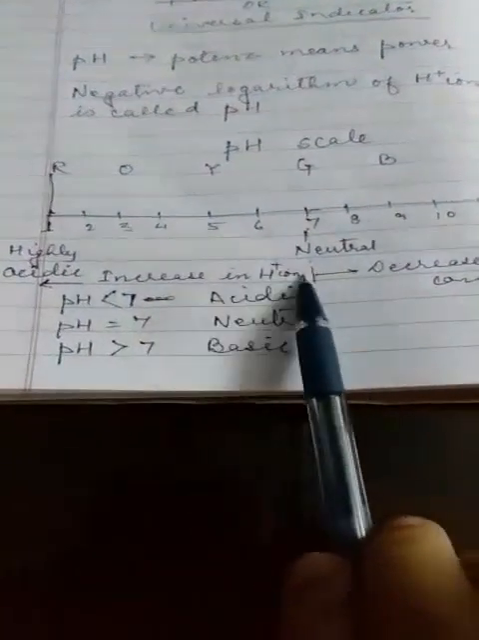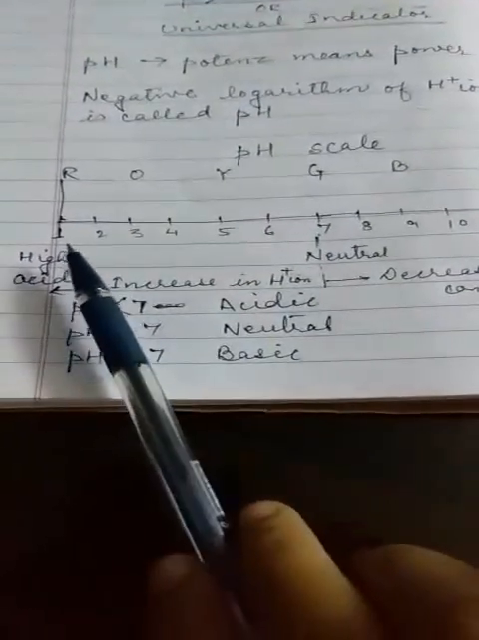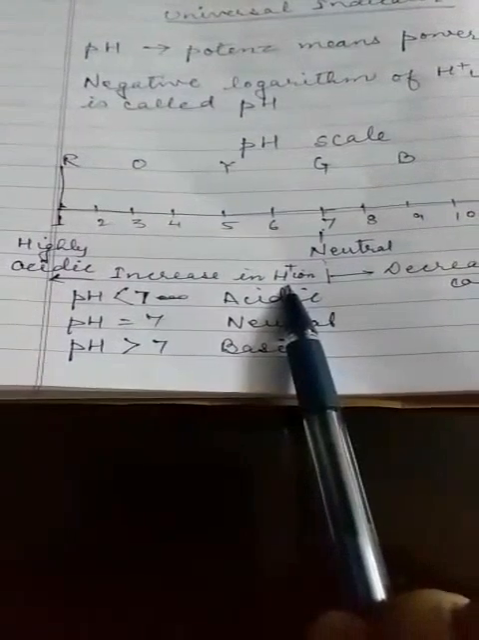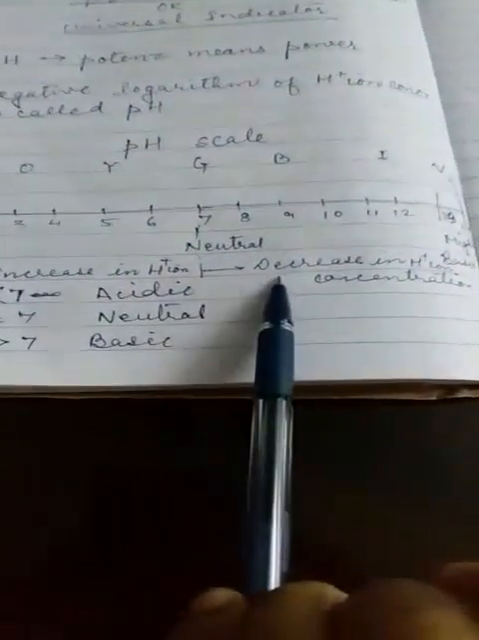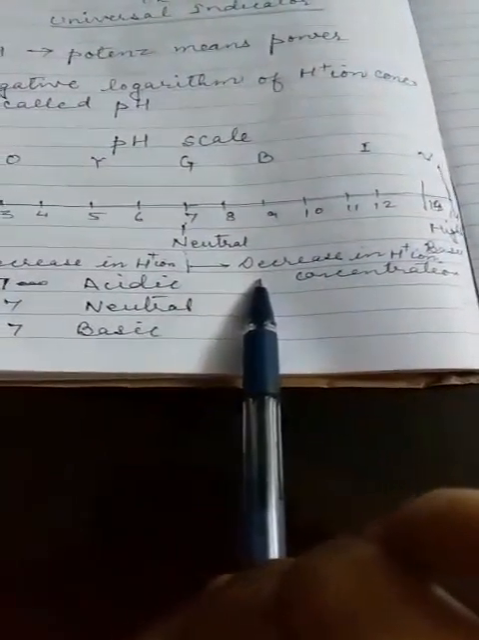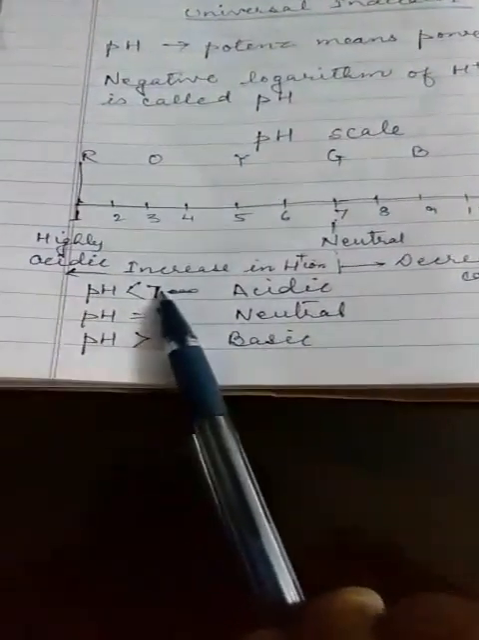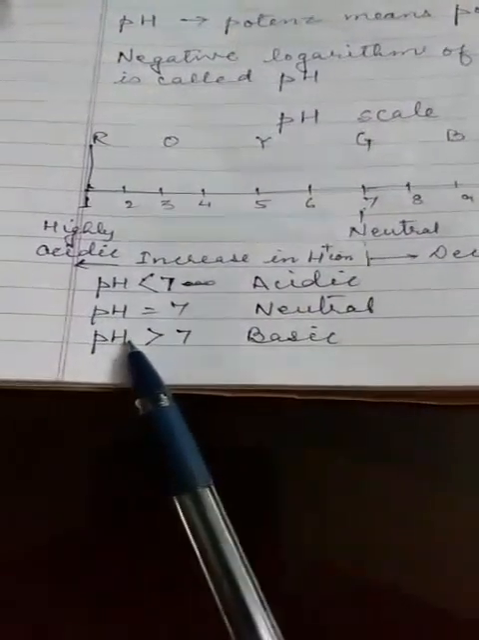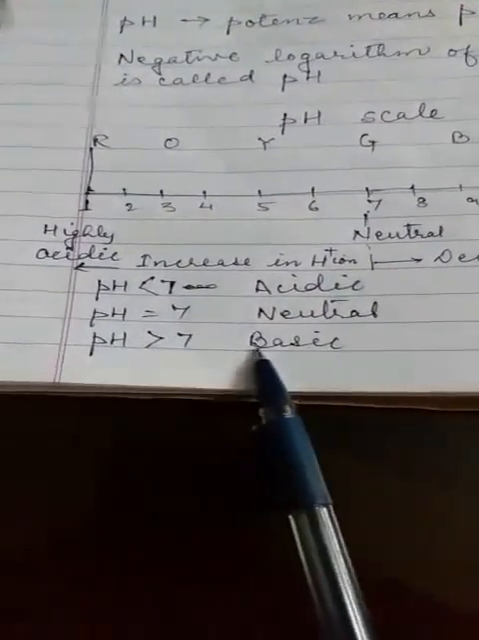For highly acidic substances, for the range of 1 to 7, there is an increase in hydrogen ion concentration. And for 7 to 14, there is a decrease in hydrogen ion concentration. If the pH is less than 7, the substance is acidic. If the pH is equal to 7, the substance is neutral. And if the pH is more than 7, the substance is basic.